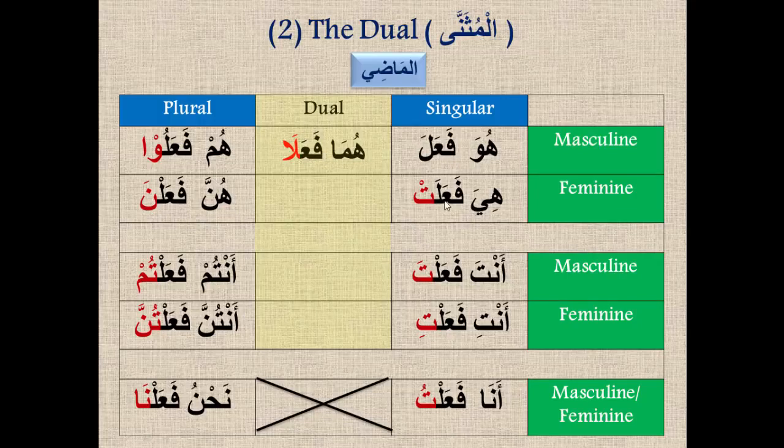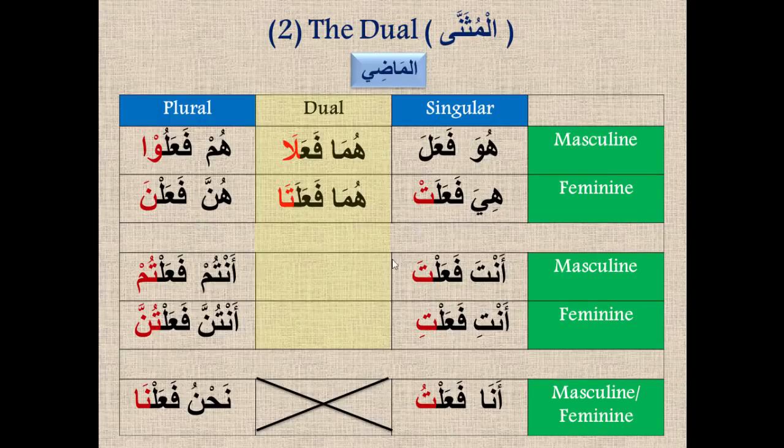In the hiya, or in the feminine form, we have hiya fa'alat, huma fa'alata. So what we've done here is we've removed the sukoon, we've added fatha, and then we've also added an elongation, a long alif to the end. Huma fa'alata, hiya dhahabat, huma dhahabata. Or hiya qalat, huma qalata.